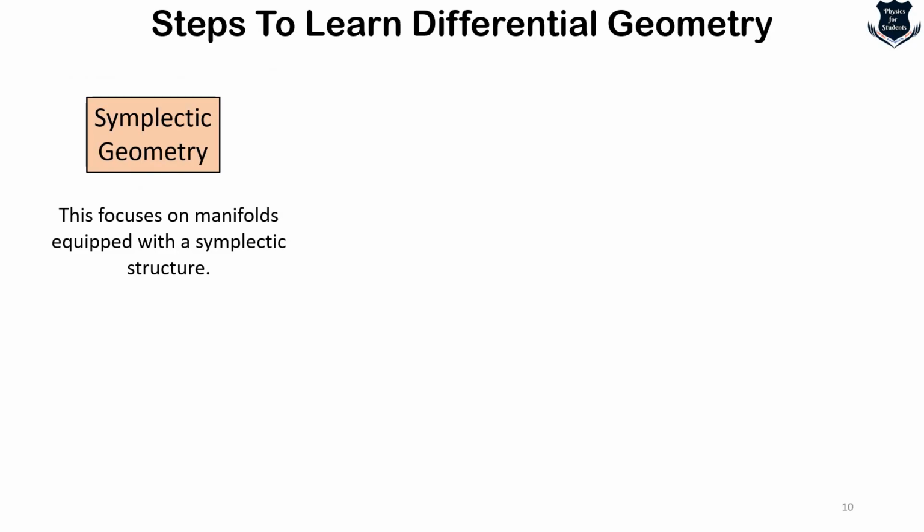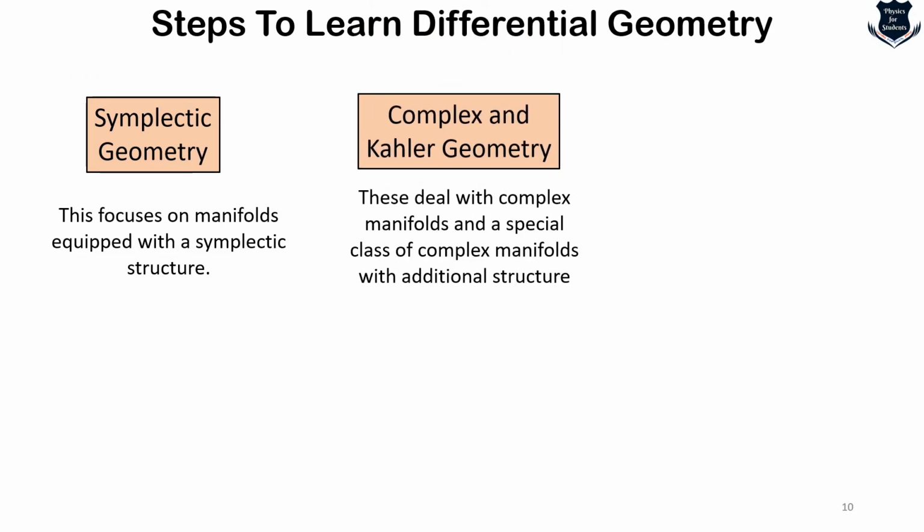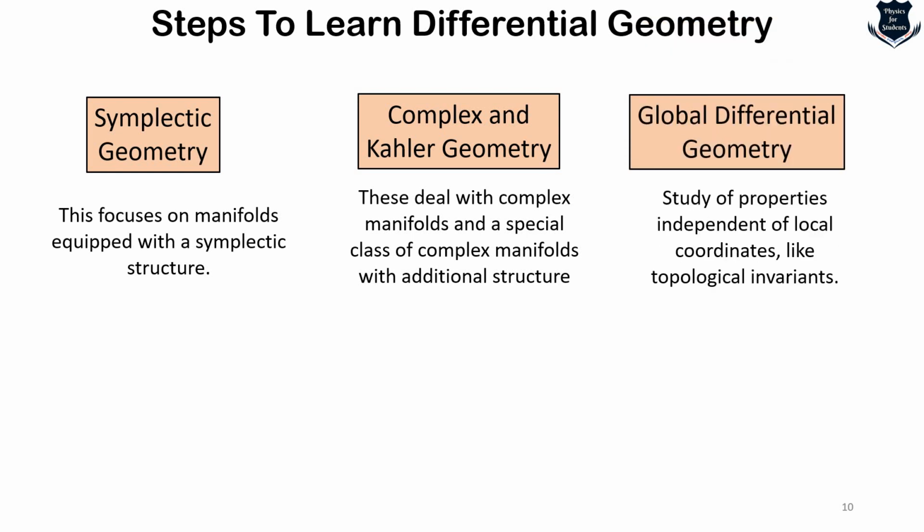Apart from this, we have something which is a very complex subject, which is called symplectic geometry. Then we have complex and Kähler geometry, or we can say Kähler manifolds, and there is global differential geometry which actually studies the properties independent of local coordinates, like topological invariants.